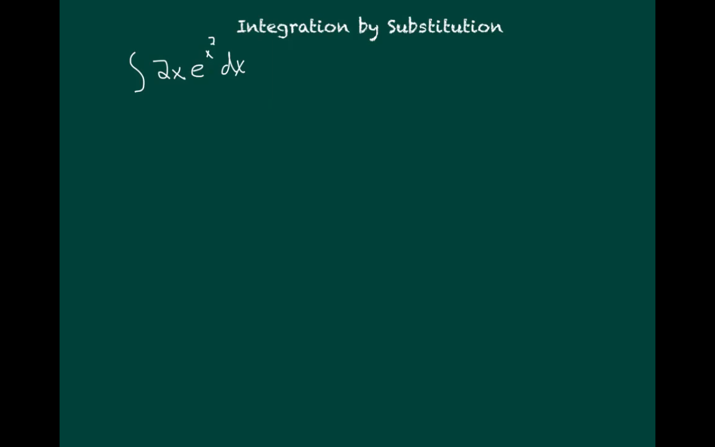Okay, so take a look at this function here, and let's try and integrate it. I can see that it is a candidate for substitution because there is a function x squared that's inside the e function, and the derivative of that inside function is there, 2x. So let's try using substitution.